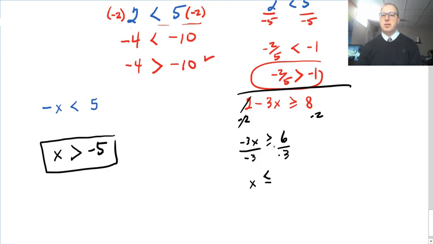You can flip an equal sign, but it's the same. So you flip, and this becomes x is less than or equal to negative 2. And if you were to check that, okay, let's check that.